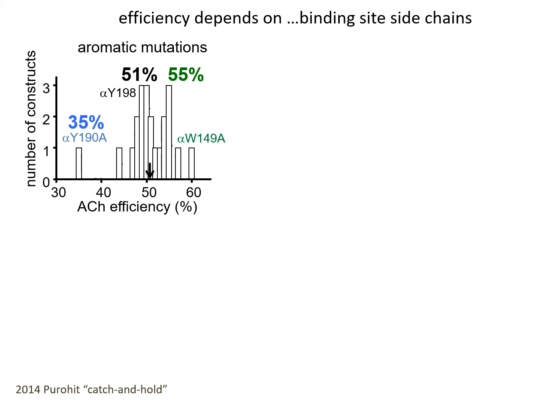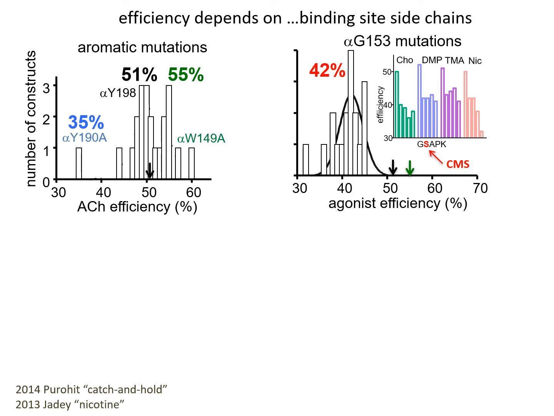We also measured the efficiency for 16 different combinations of side chain and agonist of the binding site residue G153, that glycine I pointed out. Those are the four agonists we used. They were all high efficiency agonists, either 54 or 51%. And the side chains we turned the G into were shown in the inset there: serine, alanine, proline, and lysine. And the serine mutation is a congenital myasthenic mutation in humans.